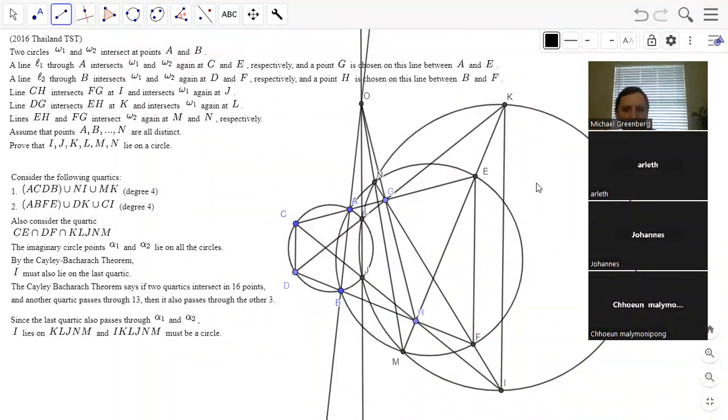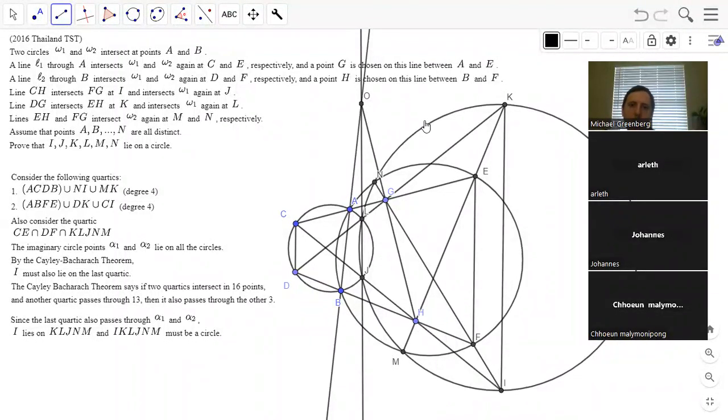Possibly? Yeah. G is the intersection of CA and DL. H is the intersection of CJ and DB, and then we're left with AB and LJ. So they're all collinear. Okay. So if we can show that M, N, and O are collinear, then that would show that J, L, and M is cyclic.